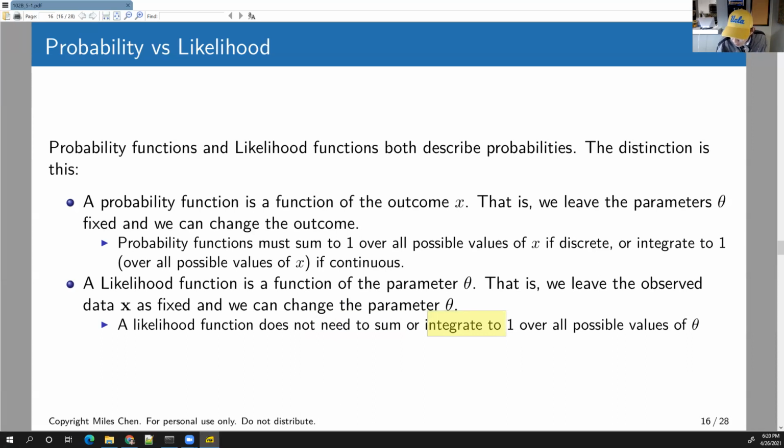All right, a question says, then can we think of likelihood sort of as the opposite of a probability function? I mean, opposite is a little bit of a weird word, right?